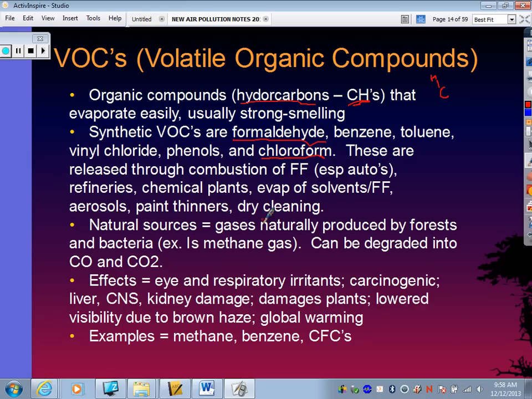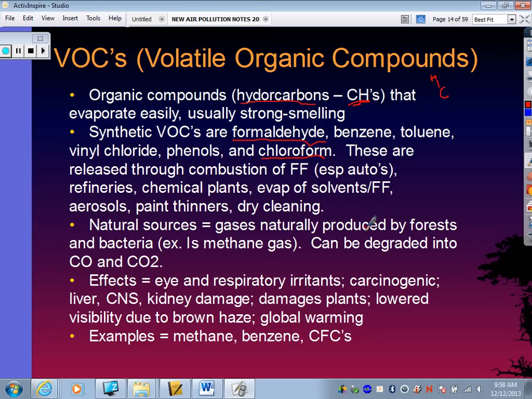They can be released through the combustion of fossil fuels, especially cars, and refineries. We'll talk about refining fossil fuels. Also chemical plants, and evaporation of solvents or fossil fuels. So, you know when you're filling up your tank of gas and it smells kind of weird, that's the smell we're talking about. Aerosols, paint thinners, dry cleaning, and ironically enough, a lot of people actually like the smell of this stuff, but it's bad for you. Even those dry erase markers, with that weird stingy smell. A lot of people like that smell. It's not good for you to breathe in.